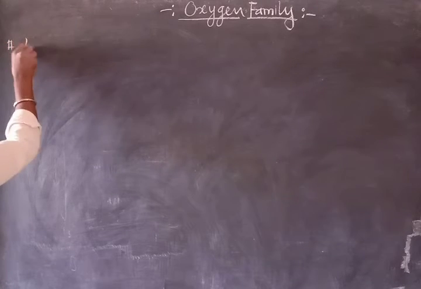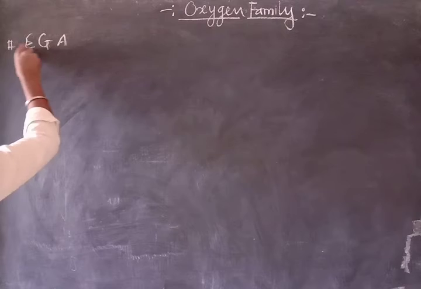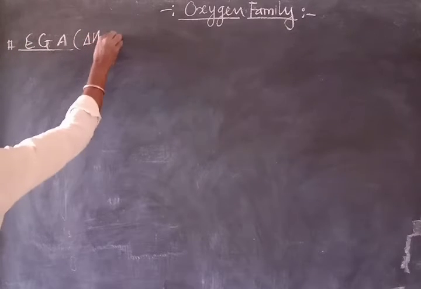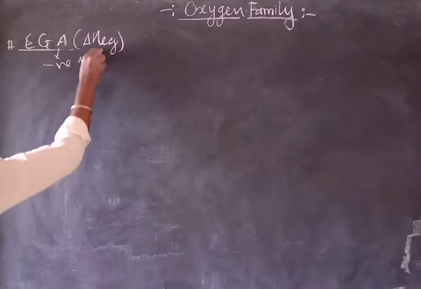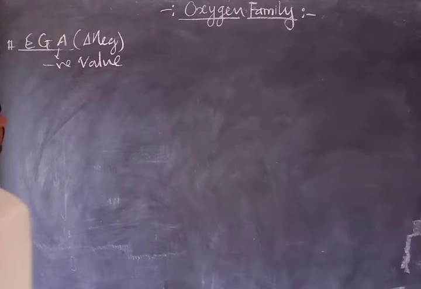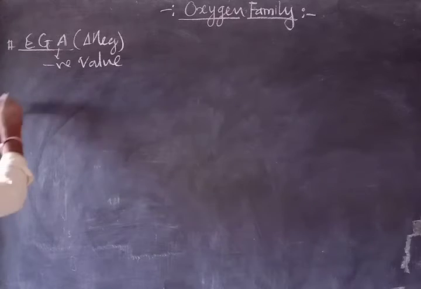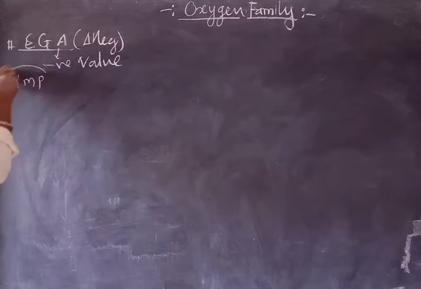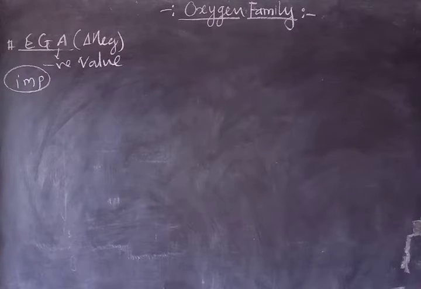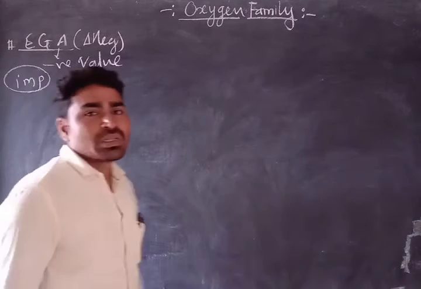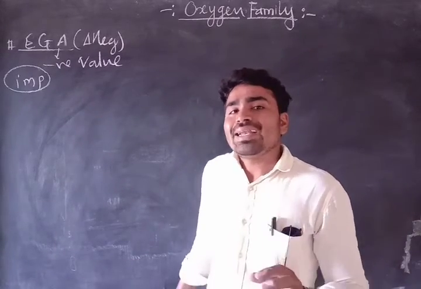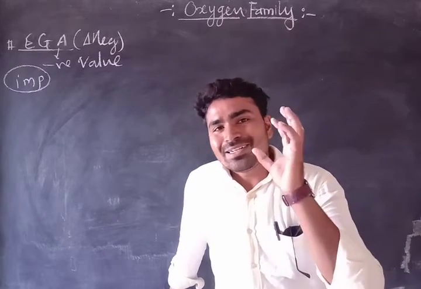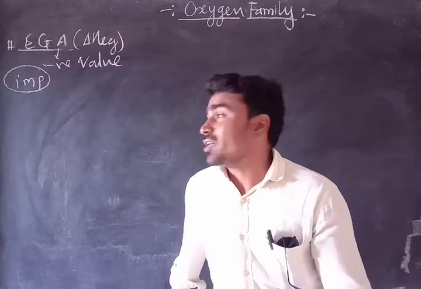After this we will see the electron gain enthalpy, that is delta Eg, and for all elements it is a negative value. But this is actually very important, because it shows a completely exceptional nature. Generally we would think that the electron gain enthalpy is directly related to atomic size, and the smaller the atom, the more negative the electron gain enthalpy value.